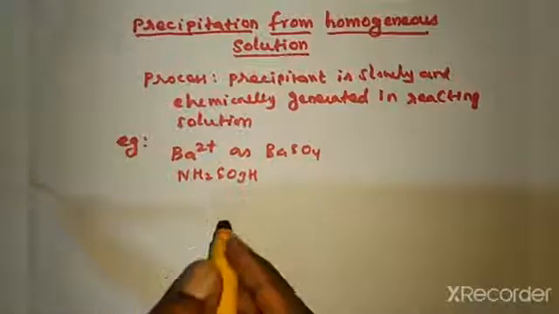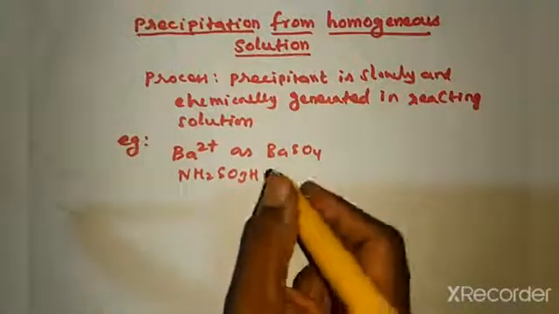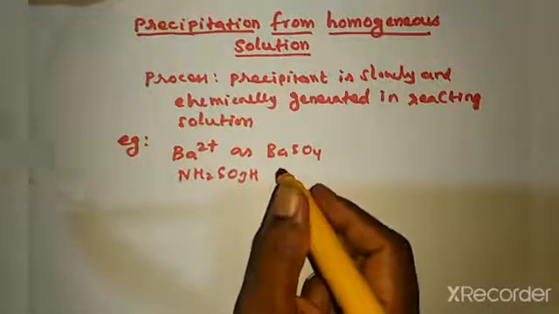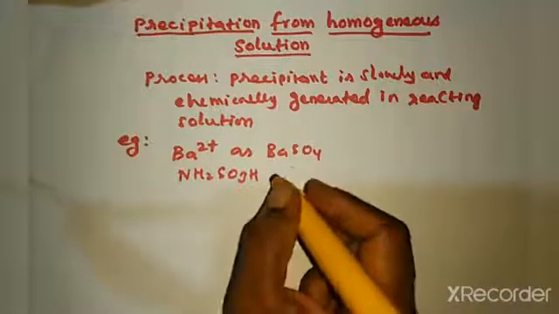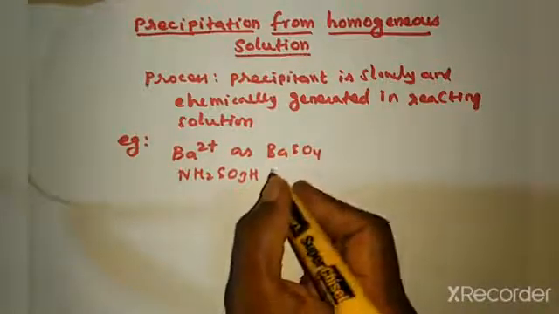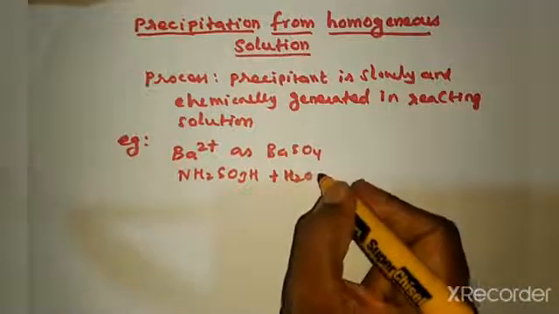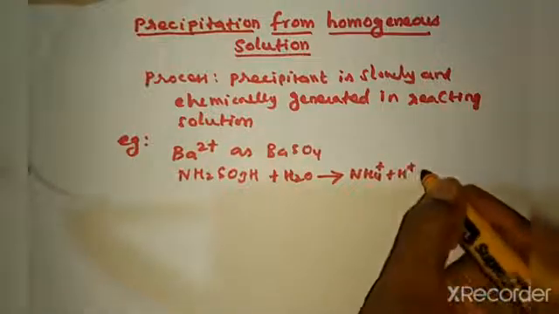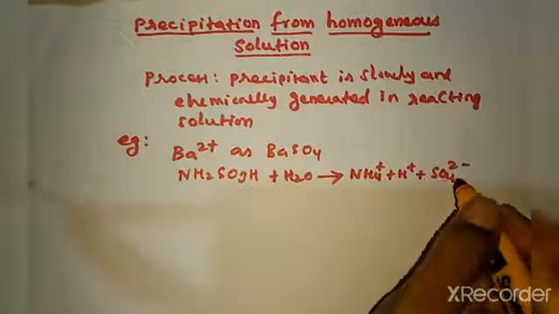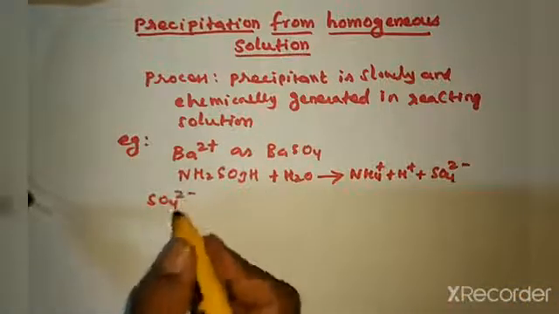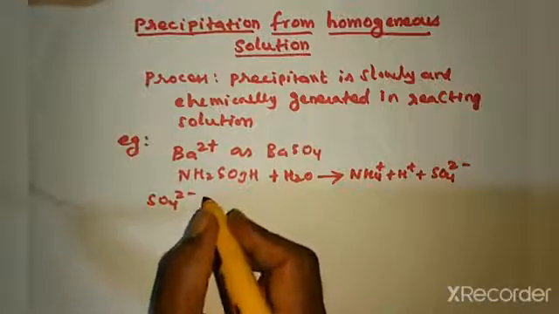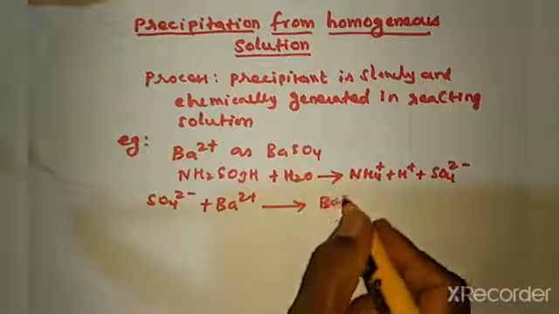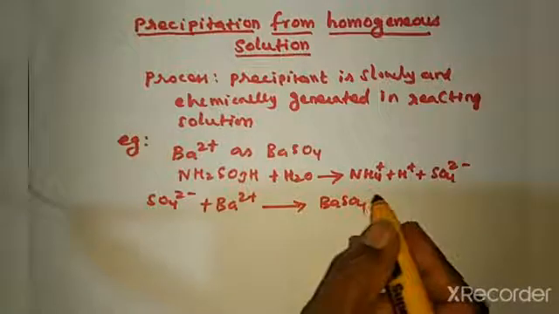In this precipitation, the sulfamic acid solution slowly generates sulfate ions in solution by hydrolysis. When it combines with water molecules, it generates sulfate ion like this. The SO4 ions formed in the solution react with barium ion and form barium sulfate, which is precipitated.